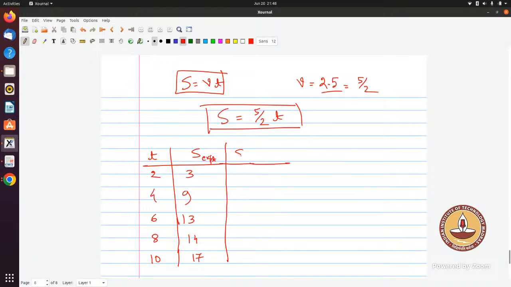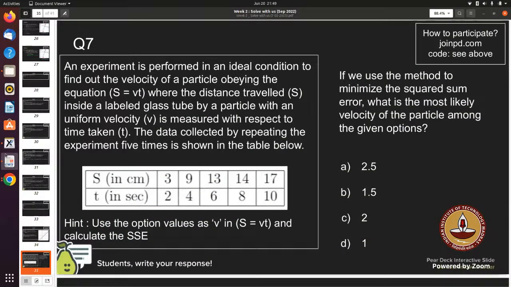Now, what is the ideal value? If we put t in this equation, what are the values I will get? If I put 2 in this equation, I will get 5. If I put 4, I will get 10. If I put 6, I will get 15.